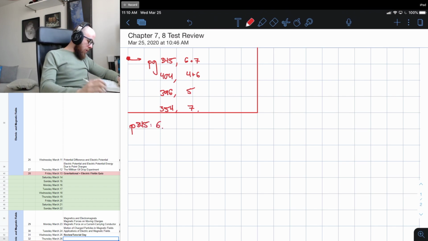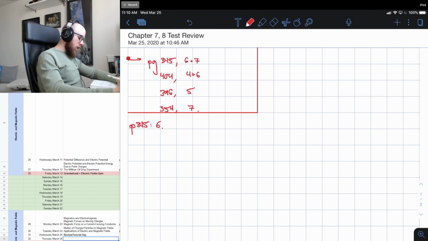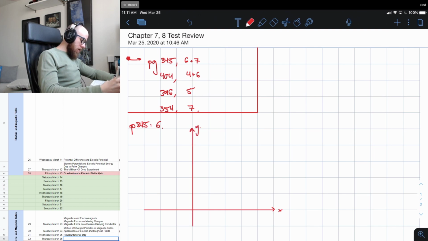Okay, so 2-point particles with charges Q1 and Q2 are separated by a distance L as shown in the figure. So I'll draw out the figure here. So it looks like I have an x-axis and y-axis. And the two charges are Q1 up here and Q2 down at the origin. They are separated by a distance L between them.